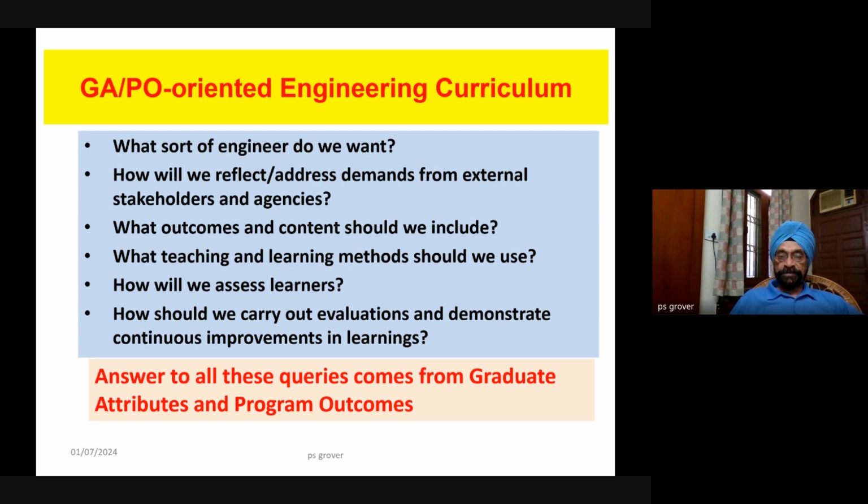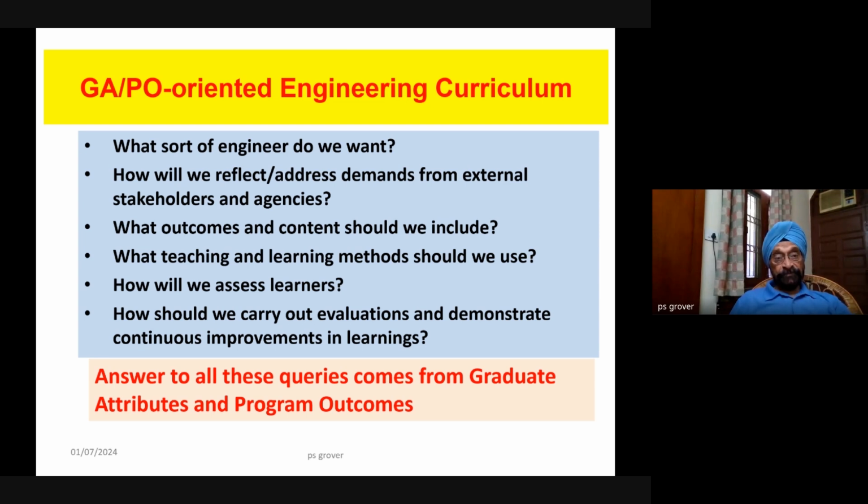What sort of engineer do we want? How will we address demands from external stakeholders and agencies? What outcomes and content should we include? What teaching and learning methodology should we use? How will we assess learners? How should we carry out evaluation and demonstrate continuous improvement in learning?